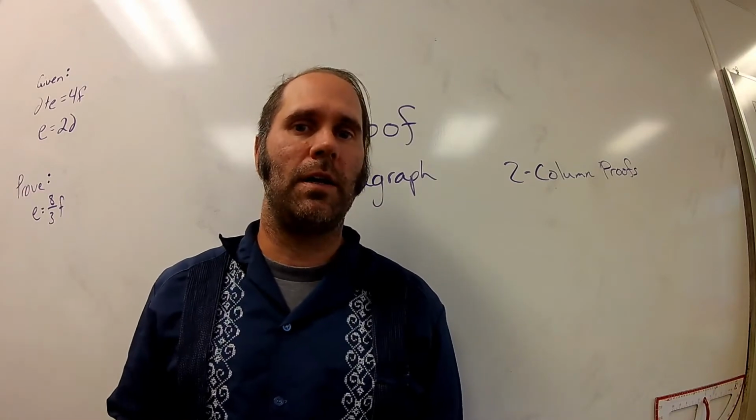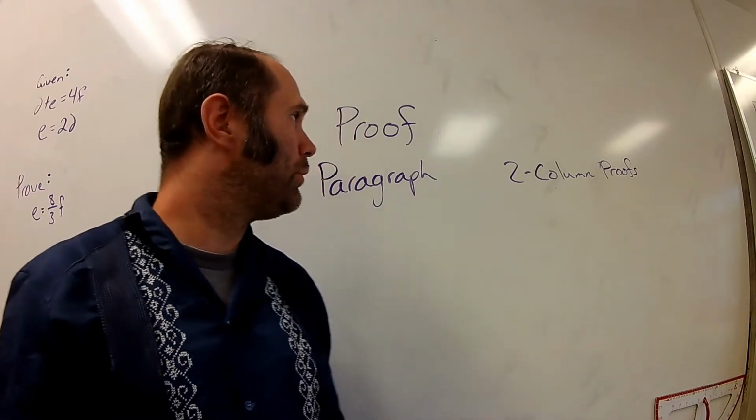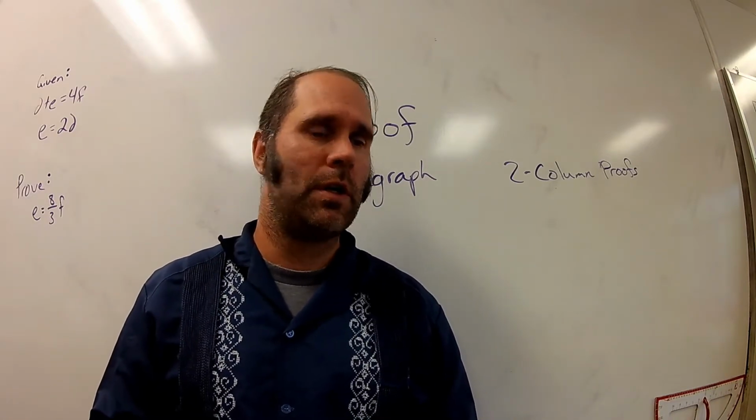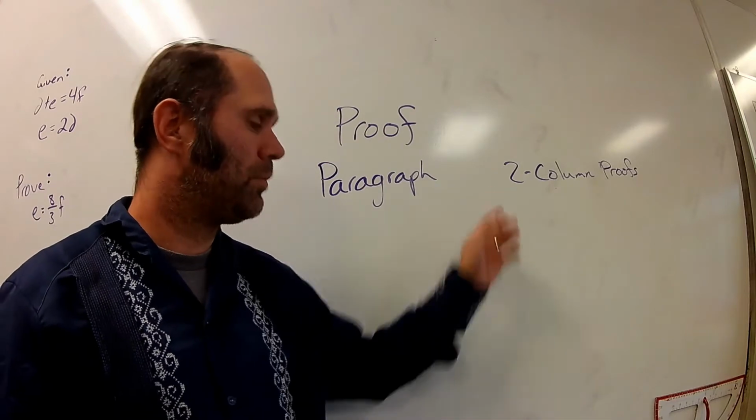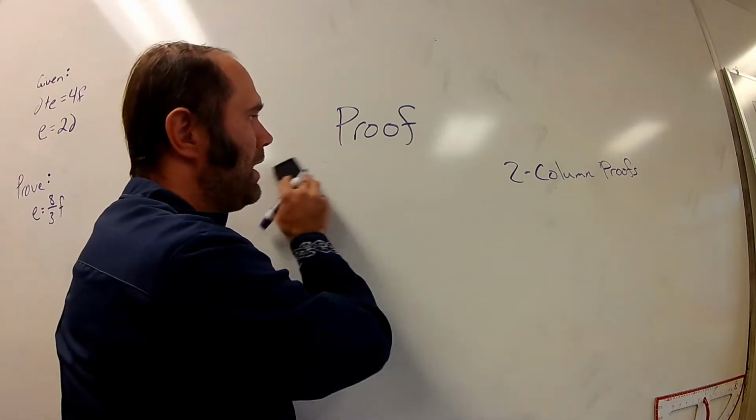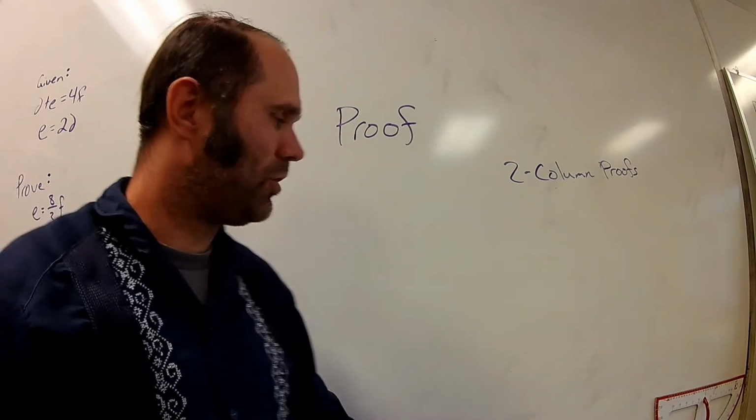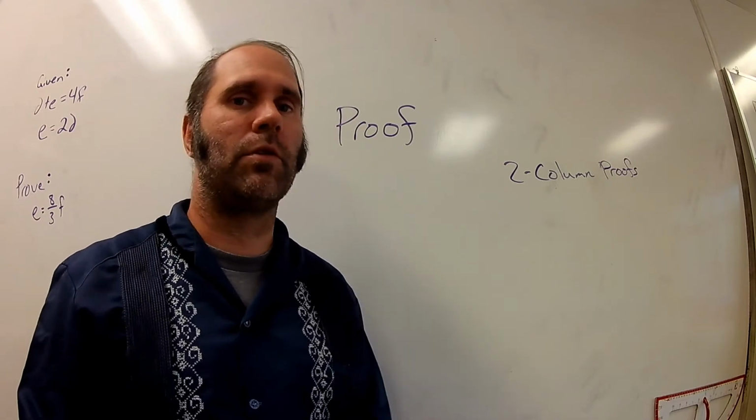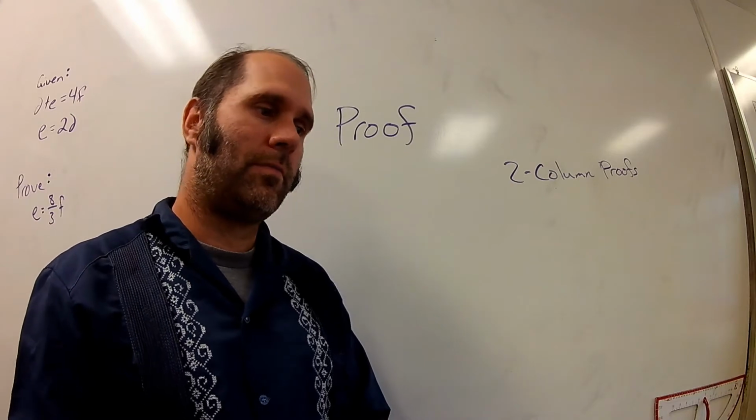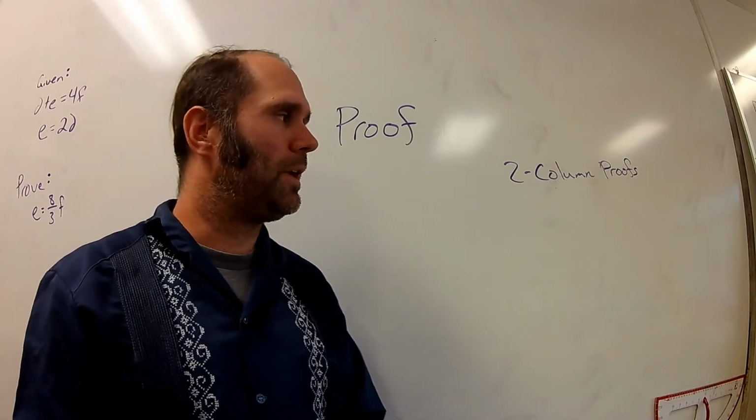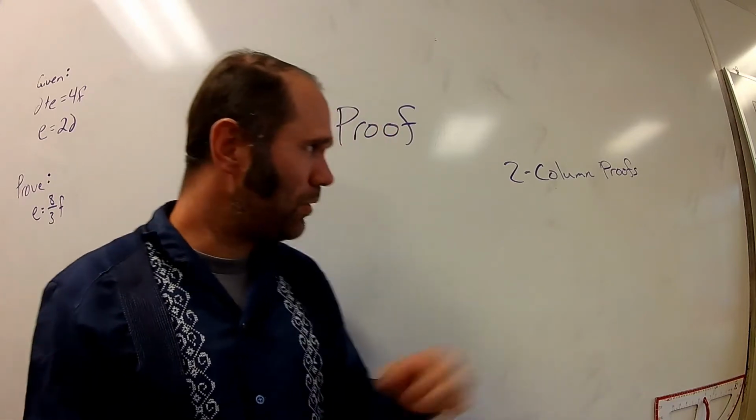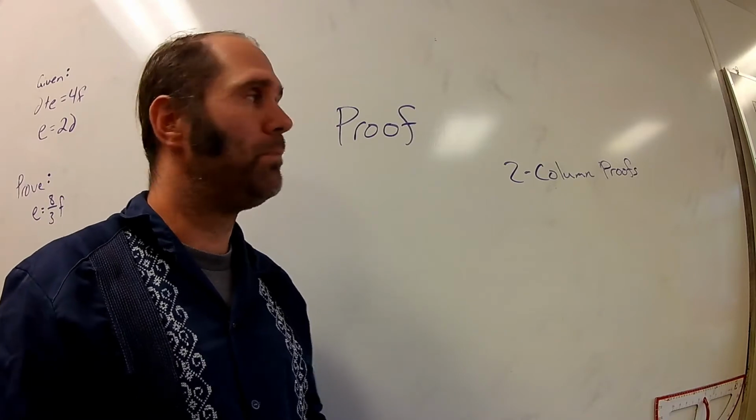So as we go on and do more complex proofs, I will show how to write a paragraph proof. However, I believe that two-column proofs are much easier. Two-column proofs say just as much as a paragraph proof, yet there's much less writing involved, and it's a little bit neater. It's a little bit easier to read, usually. So let's go ahead and look at a two-column proof.